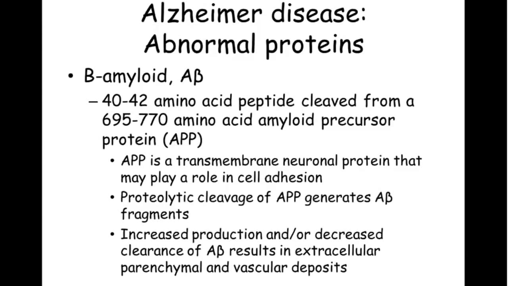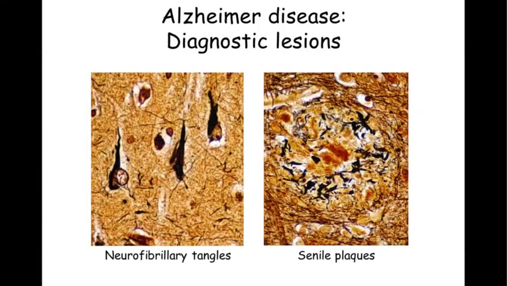APP is a transmembrane neuronal protein that may play a role in cell adhesion, although all of its normal functions are not fully understood. The key diagnostic features of Alzheimer's disease were described a little over 100 years ago by Professor Alois Alzheimer. He used silver stains, and these are silver stain images, much like he would have reviewed, demonstrating the two key diagnostic lesions, neurofibrillary tangles and senile plaques.